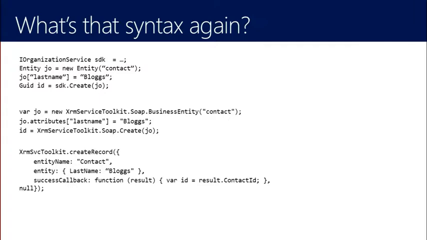So here's another example of the XRM SVC toolkit. You use the create record, and that again has an entirely different syntax altogether, which uses JavaScript object notation. And then the SDK has some examples. If you've copied that, then again, it's completely different.